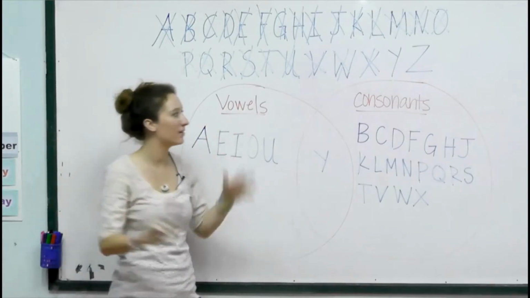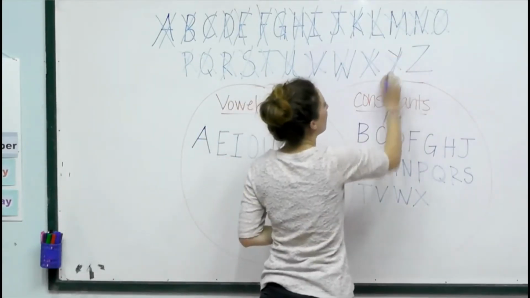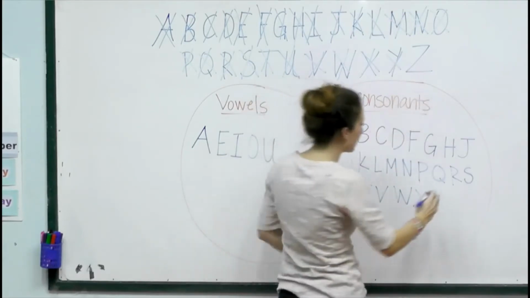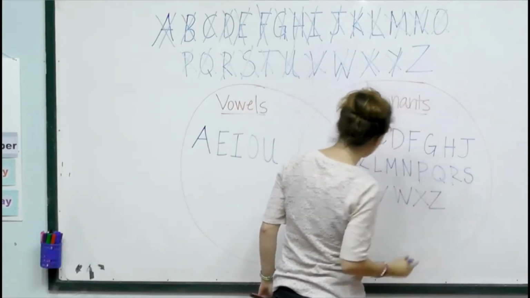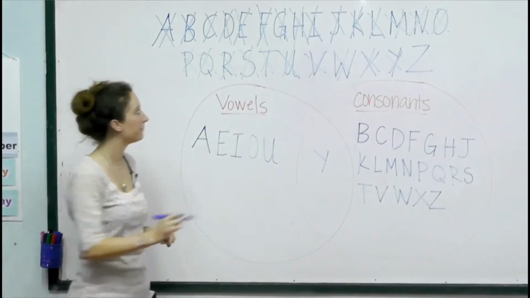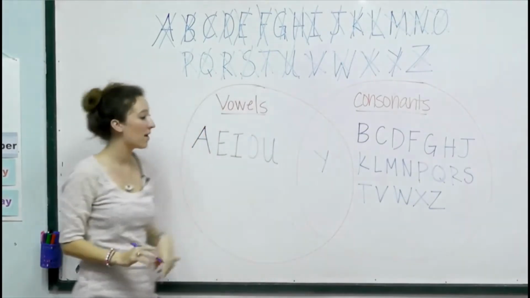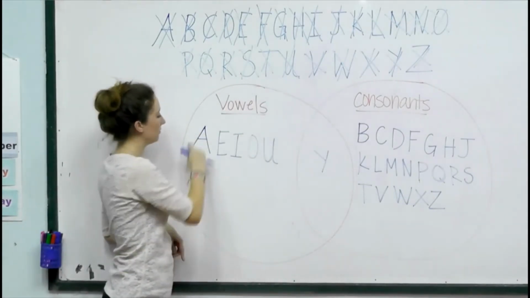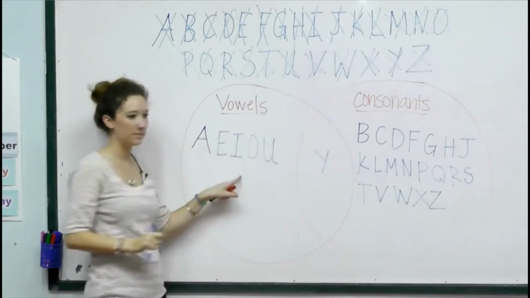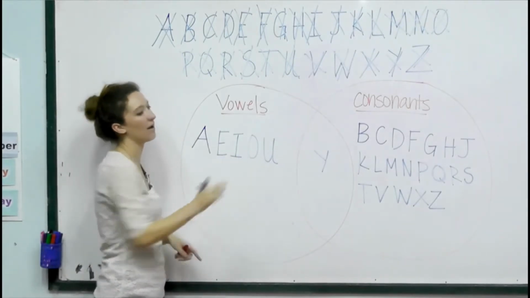What? I know, it's crazy. Okay, we won't worry too much about that right now. And Z. Z is a consonant. Good. All right. So Y is our only crazy one. Today, we are only going to focus on these. How many here? One, two, three, five. All right.